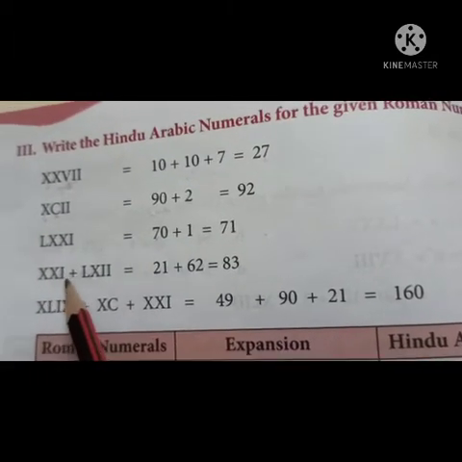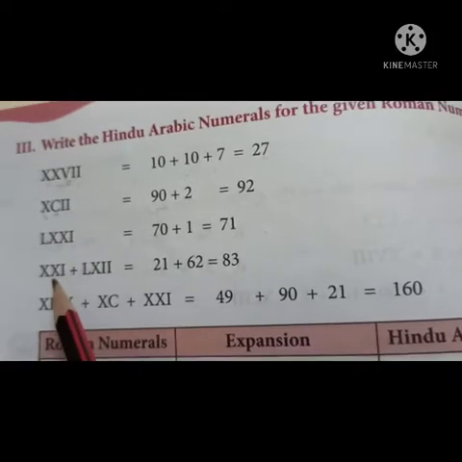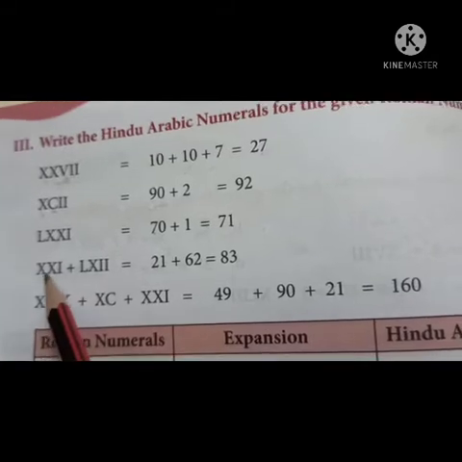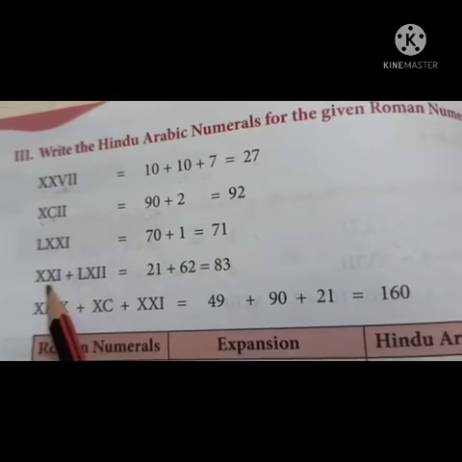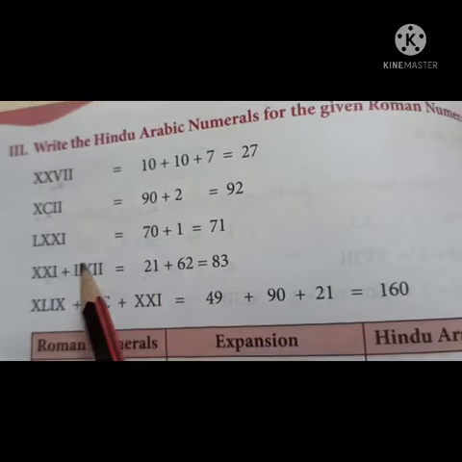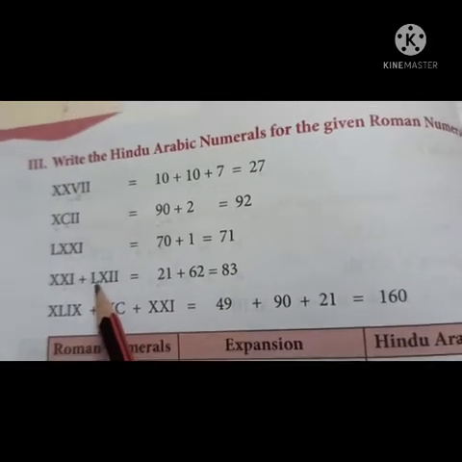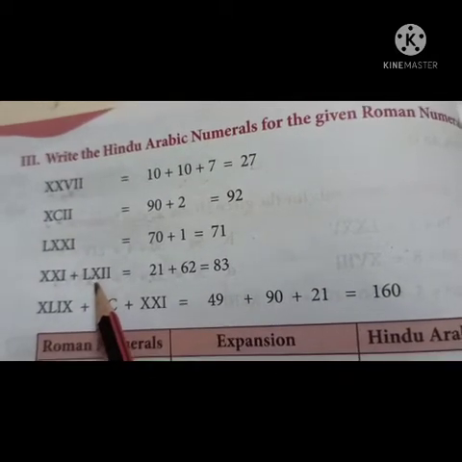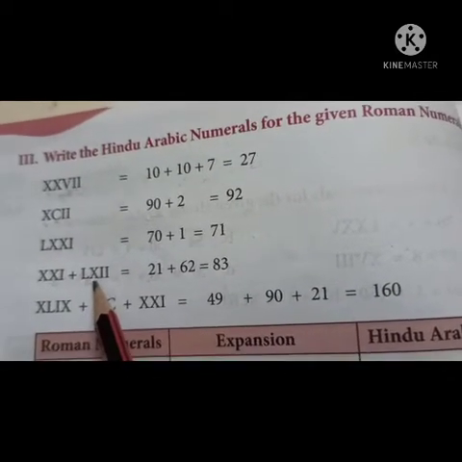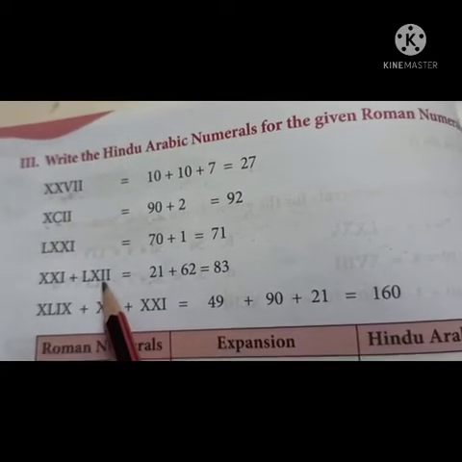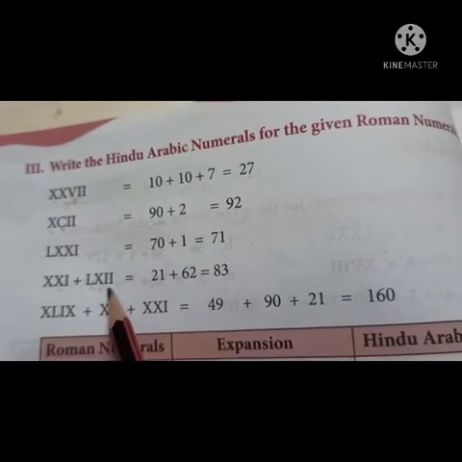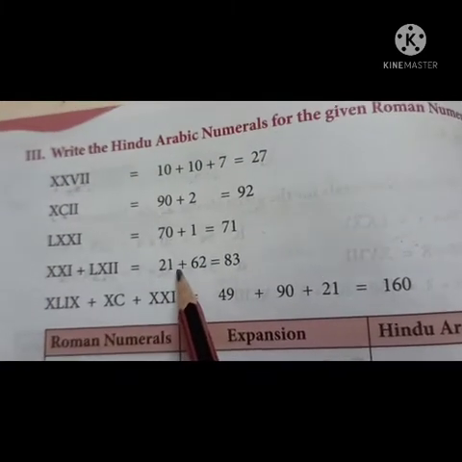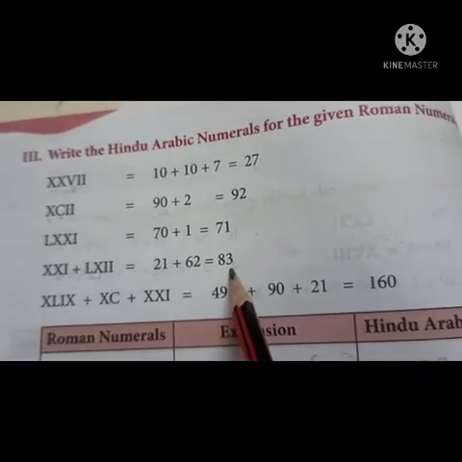Again XXI plus LXII. X has a value of 10. Again X has a value of 10. 10 plus 10 is 20, and 20 plus 1 is 21. Then L has a value of 50. X has a value of 10. 50 plus 10 is 60. Then plus double I, that means 2, 62. 21 plus 62 is equal to 83.